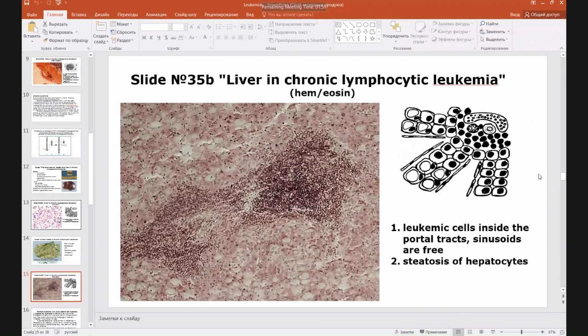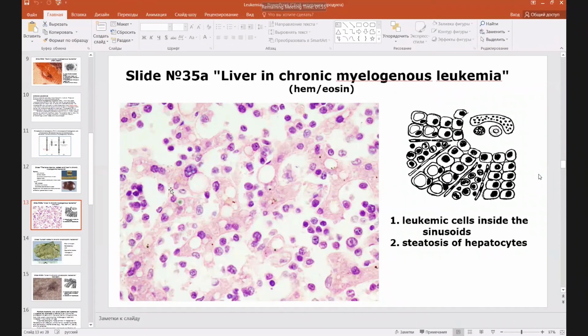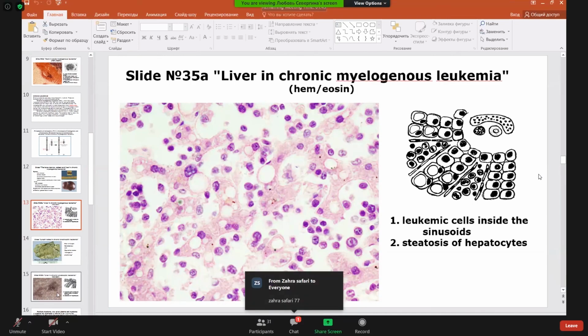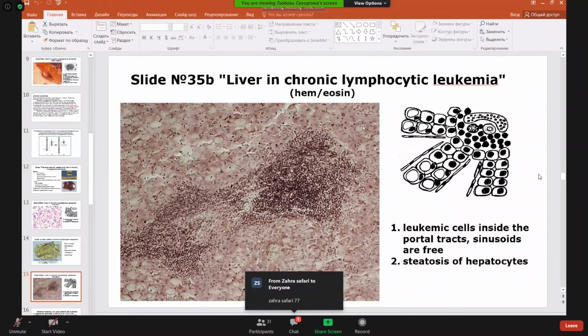On the previous slide, liver in chronic myelogenous leukemia, I showed you the location of leukemic cells inside the lumens of sinusoids, and in chronic lymphocytic leukemia, on this photo, you can see it very well, these leukemic cells accumulated only inside the portal tracts, and the adjacent sinusoids are intact. So focal infiltration of the portal tract is a marker of lymphocytic leukemia.